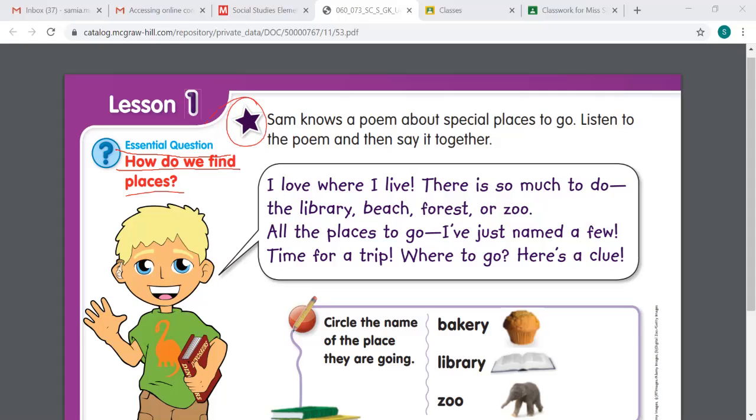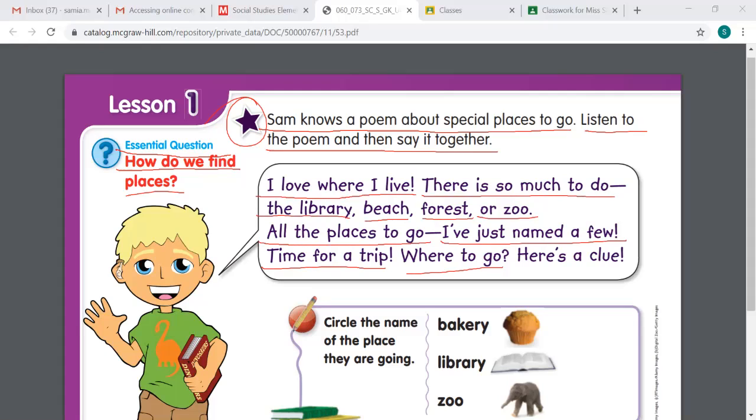Let's read this together. Sam knows a poem about special places to go. Listen to the poem and then say it together. Read along with me. I love where I live. There is so much to do. The library, beach, forest, or zoo. All the places to go. I've just named a few. Time for a trip. Where to go?